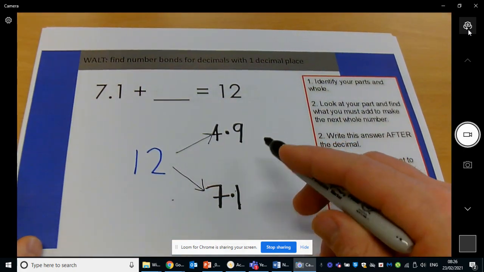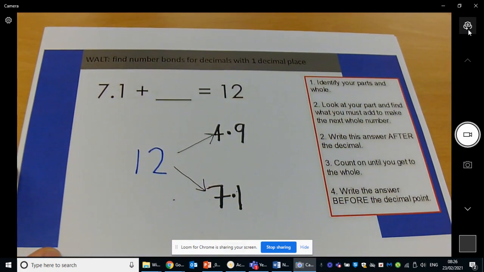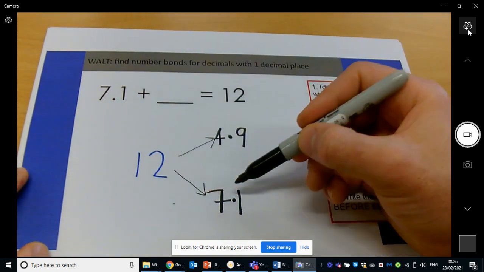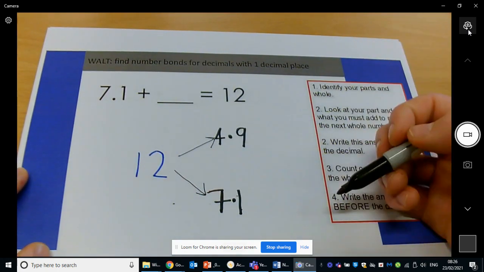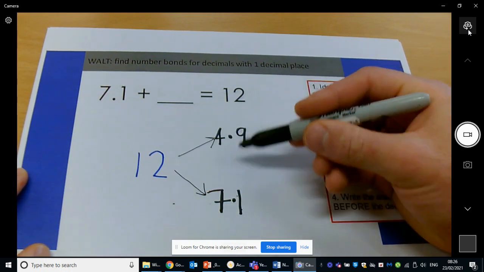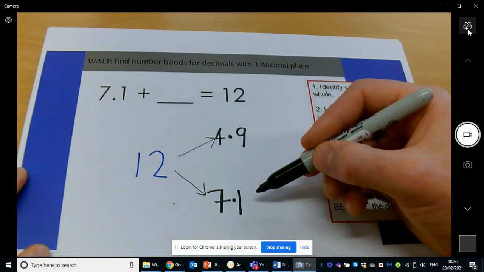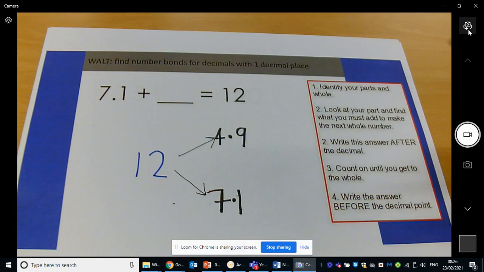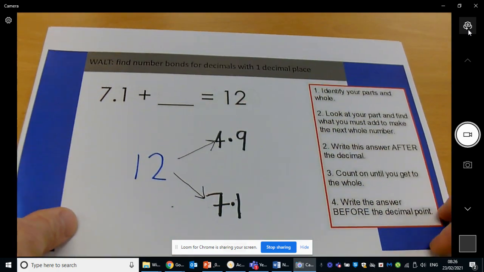So 4.9 plus 7.1 equals 12. And let's just quickly double check it. 7 plus 4 is 11. 9 and 1 make... 0.9 and 0.1 make a whole. So 11 plus 1 equals 12.